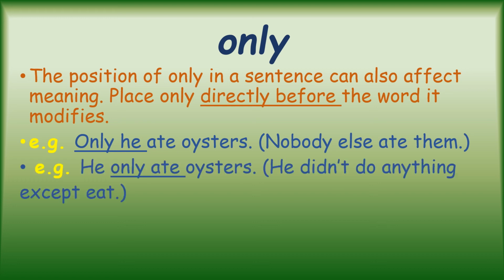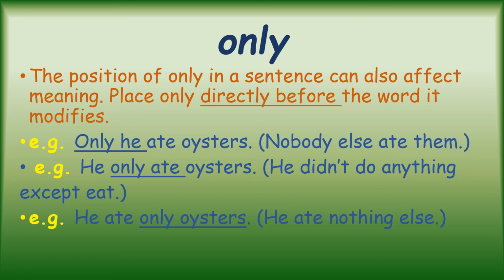In the second example, he only ate oysters. Only comes directly before the verb ate and it modifies the verb ate. It means he didn't do anything except eating, only eating. In the third example, he ate only oysters, only comes directly before the noun oysters and it modifies the noun oysters. This means he ate nothing else, only oysters.